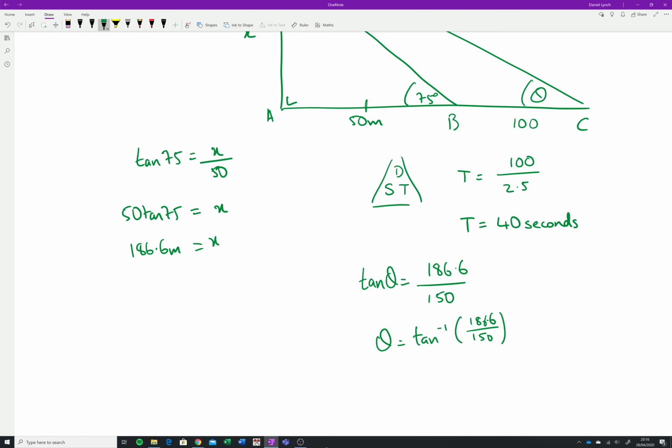So let's do that. The whole point here is that it's not going to be 75 divided by 3. It's not going to be 25, because it does ask us to use calculations to back it up. So 186.6 over 150, and this is 51.2 degrees. So of course it's shallower, but it's not 1/3 of it. It doesn't work like that. It's not a linear thing as we go along.